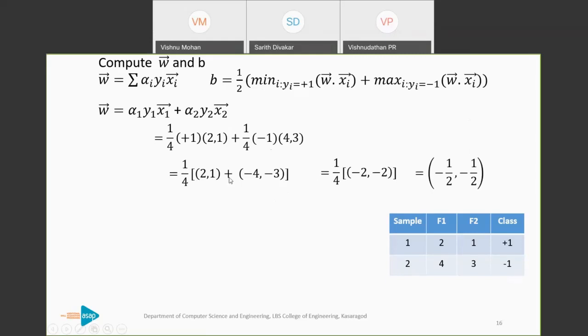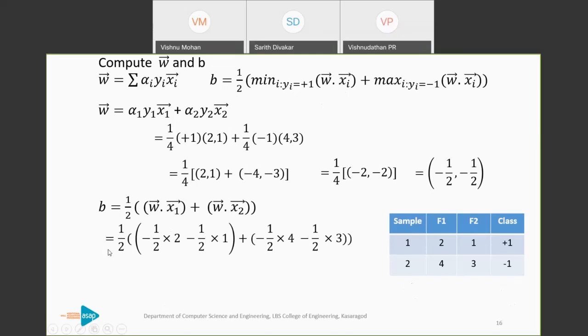Now you have to compute the value of B. We already have this equation for computing the value of B, but it involves a minimum and maximum when you have more positive and negative samples. In this case, we have only one positive and only one negative, so we are not going to use the minimum and maximum here. You just take the dot product of W with the positive sample and the dot product of W with the negative sample. Say if you had more samples, say 3 positive, then you would have to take the minimum. Here it's a direct substitution.